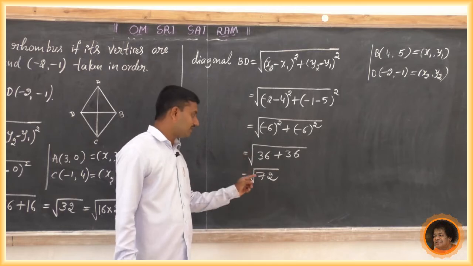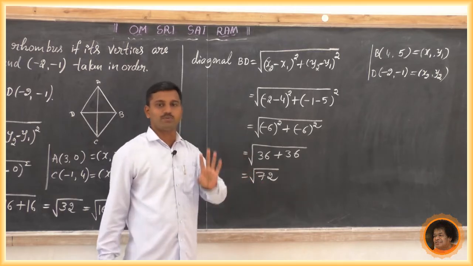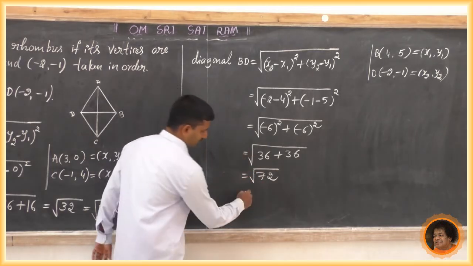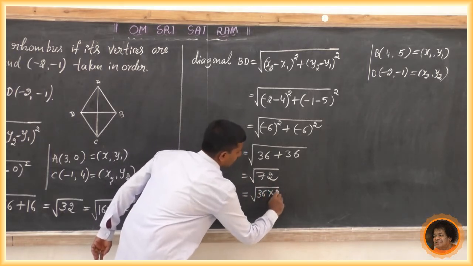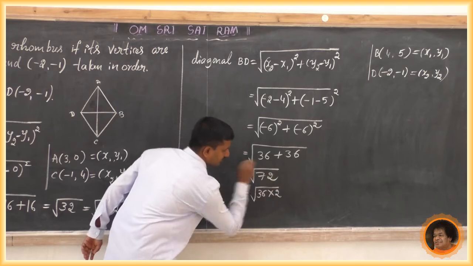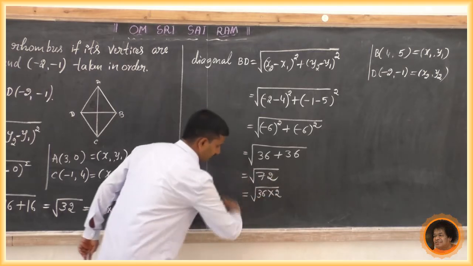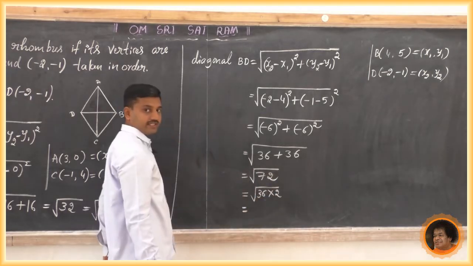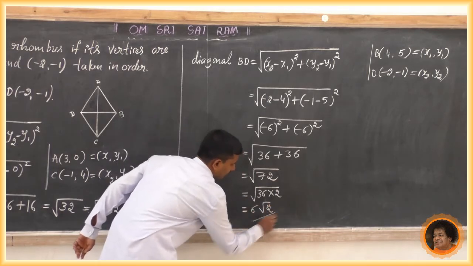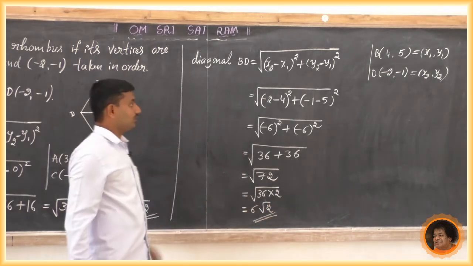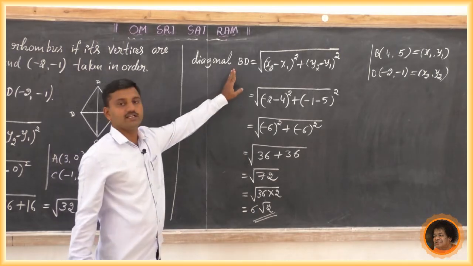But how to write 72 as a product of a perfect square and a non-perfect square number? Equal to the square root of 36 into 2. 36 into 2 is 72. 36 is a perfect square number, so take the square root, which is 6 root 2 units. So this is the second diagonal BD, 6 root 2.